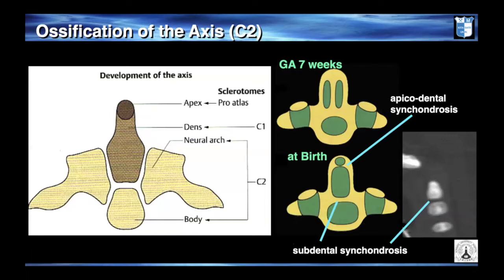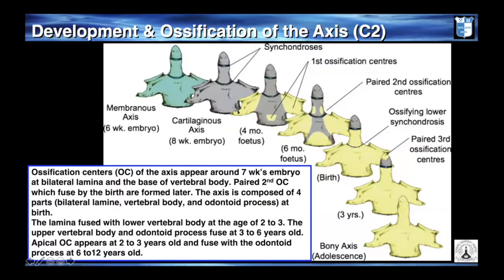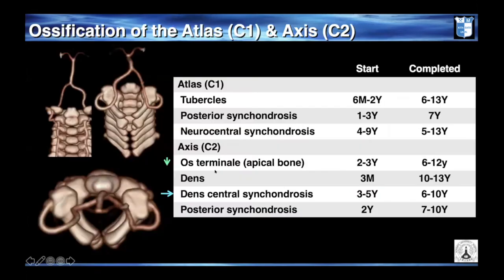The C2 is much more complicated. There are more ossification centers. This is a gestational age of 7 weeks, and this is at birth. And this apical ossification center appears later at 2 to 3 years. And as you know, this subdental synchondrosis is sometimes misdiagnosed as a fracture. So you have to be careful about this subdental synchondrosis. And this is the process of the ossification of the axis. It's not easy to understand everything, but what you need to know is that this process finishes late, at 6 to 12 years old. This shows when each ossification starts and when it is completed.